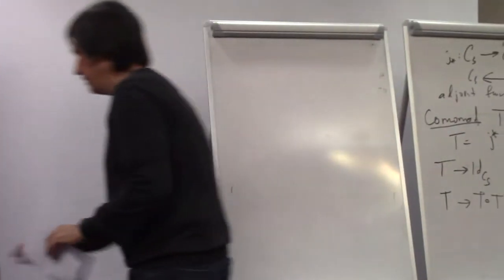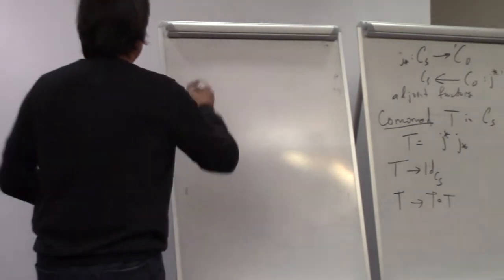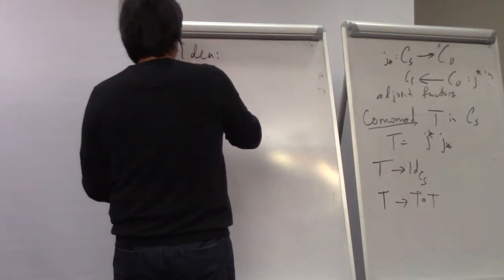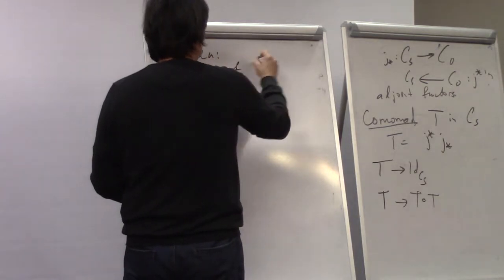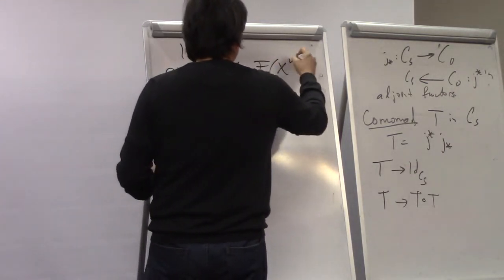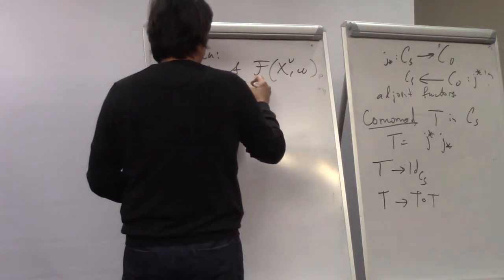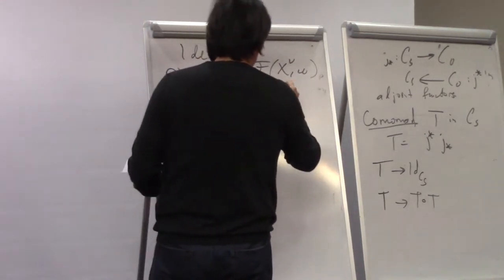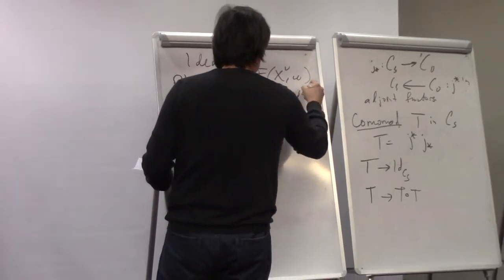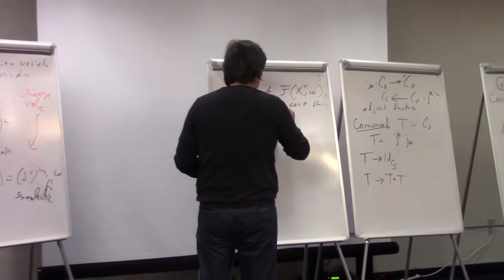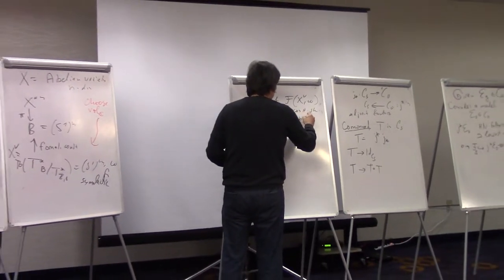So the idea is that objects of the Fukaya category of X dual are represented as constructible sheaves on singular Lagrangian subsets plus bounding a chain.